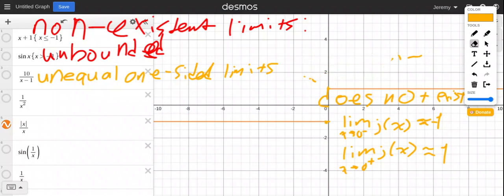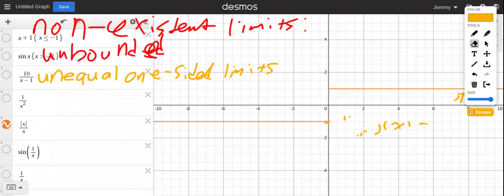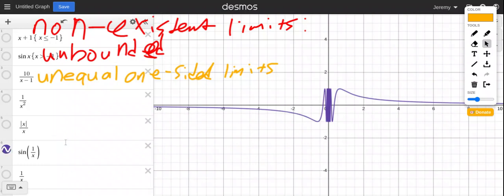Alright, now the next one is, I think, my favorite one of these to look at, and I think you'll see why immediately. So, we have the graph of the function sine of 1 over x, and we want to estimate the limit of k of x as x approaches 0. What is that approximately equal to?